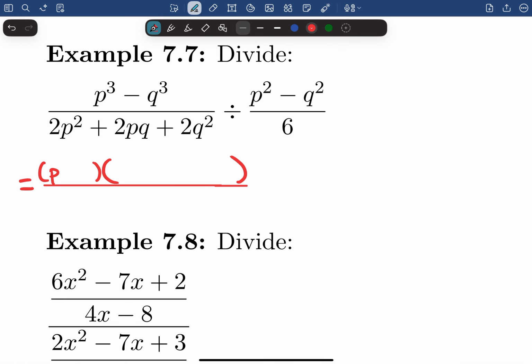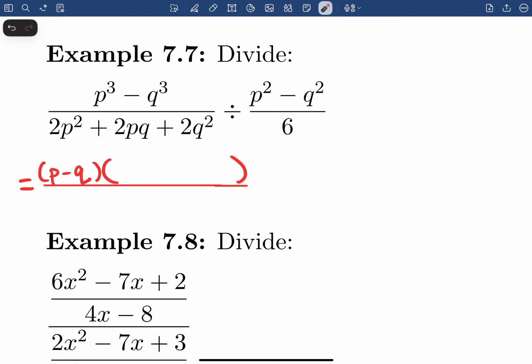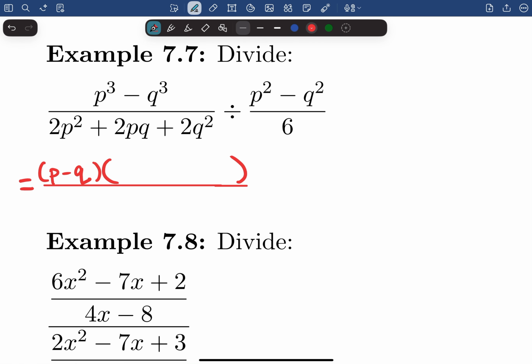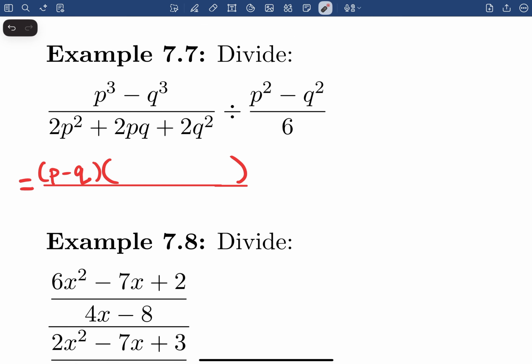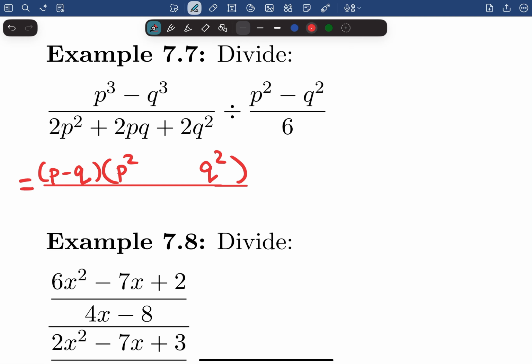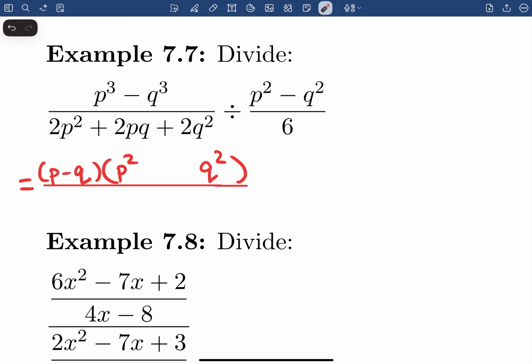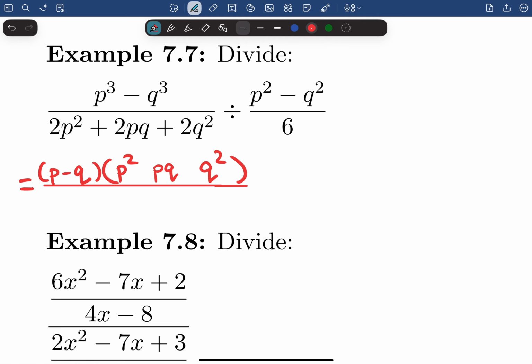I would take P and Q and put subtraction between them because this is the difference of cubes. You learned factoring patterns of the difference of cubes and the sum of cubes in section 6.3. Please go back and refer to that if you don't remember. Now we take each of these terms, P and Q, and square them. This P, I square it, P squared. Then I take this term Q and square it and put it at the end. And in the middle, I put the two terms multiplied together, their product, P times Q.